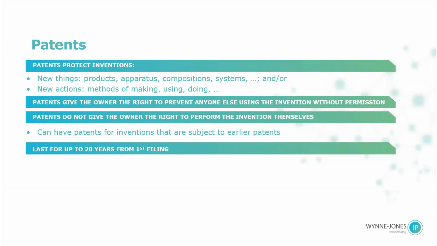Patents give the owner the right to prevent anyone else from using the invention without permission. It's called an exclusive right. It's the right to exclude. It's the right to stop other people. And that's the patent right that's there. It's important to note that patents do not give the owner the right to perform the invention themselves. They're not a permissive right.